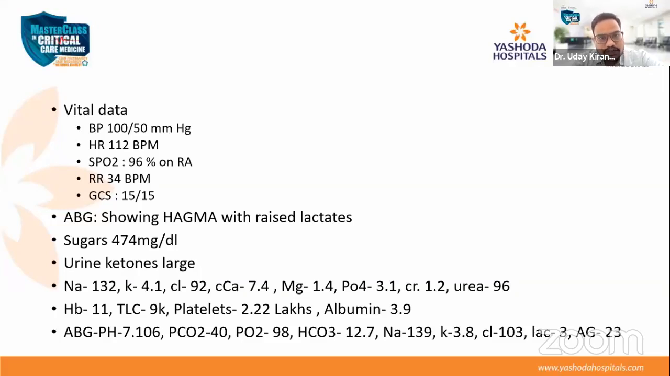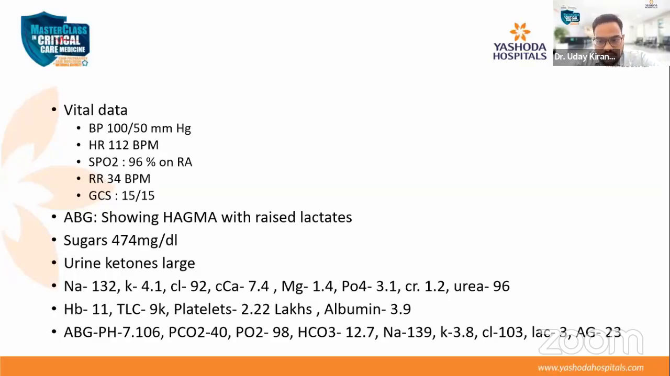And we have done ABG initially. It is showing high anion gap metabolic acidosis with raised lactates. ABG showed pH of 7.106, PCO2 of 40, and PO2 of 98 on room air, and a bicarbonate value of 12.7 with anion gap of 23, sir. And delta gap ratio is 1.1. And initial sugars were 474 milligram per deciliter. And when we examined for urine ketones, it was large.